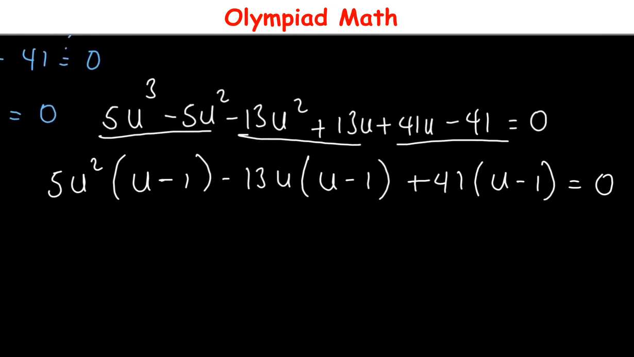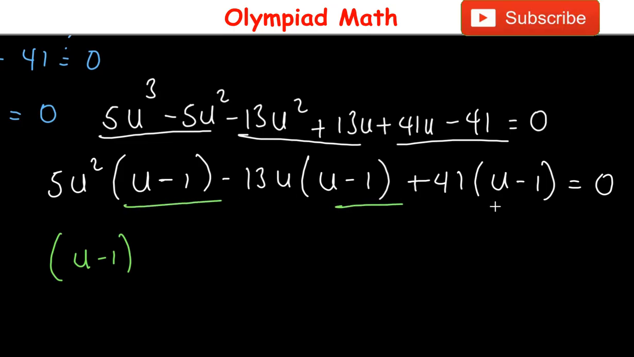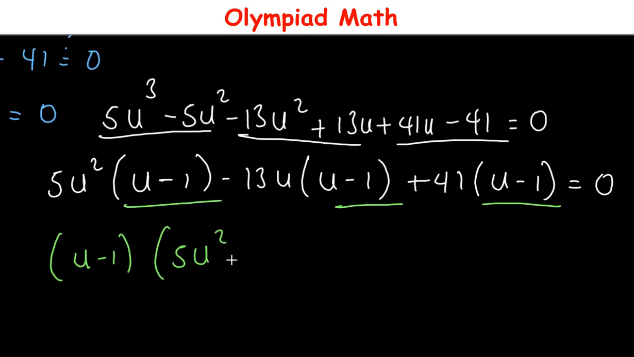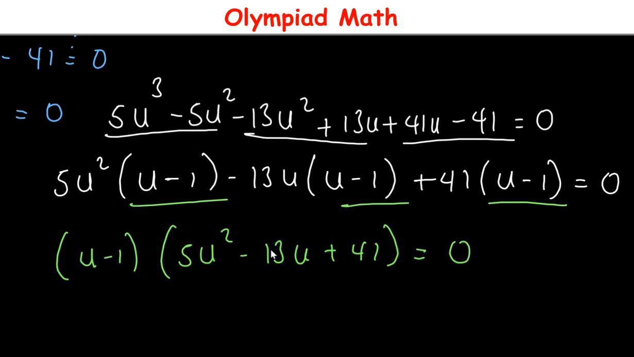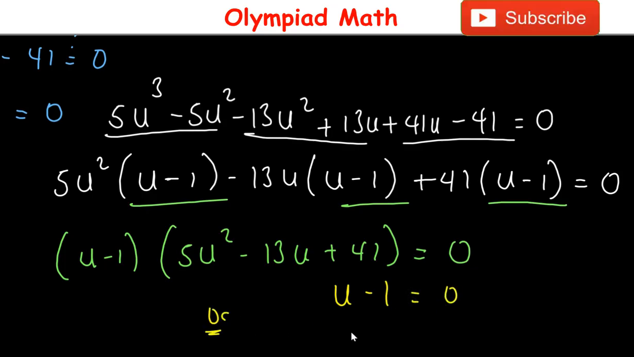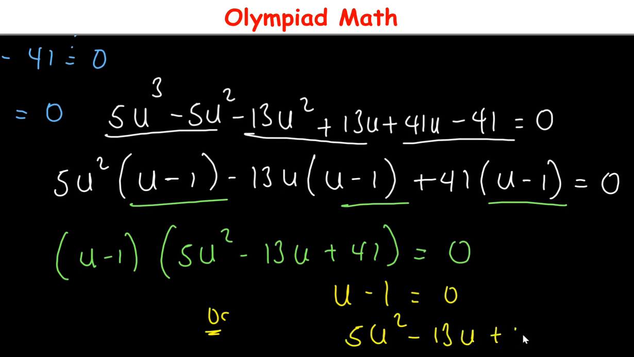Here we have a common factor, and the common factor is u minus 1. So factorize out u minus 1. We are then left with 5u squared minus 13u plus 41. This equals 0. Now equating these two to 0, we have that u minus 1 is equal to 0, or we have 5u squared minus 13u plus 41 is equal to 0.